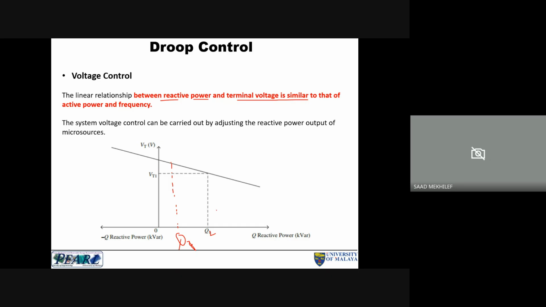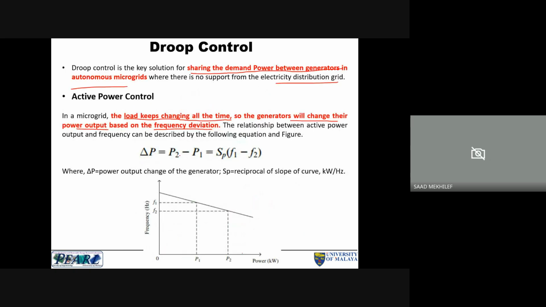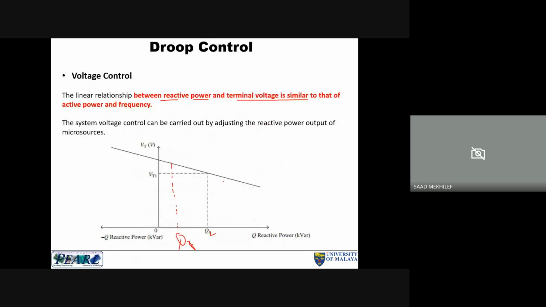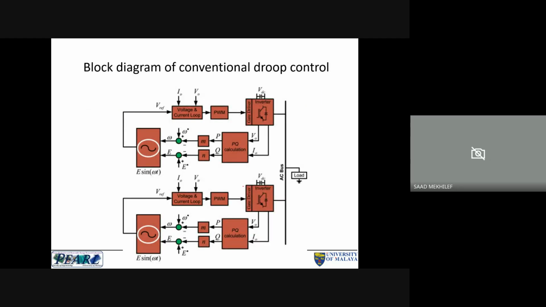So there are two main formulas. One is related to the active power change with the frequency. Another one is related to the reactive power and the voltage. If we look into the block diagram, we can see how this droop control is implemented. I call it conventional, because there are many modified and improved control techniques.